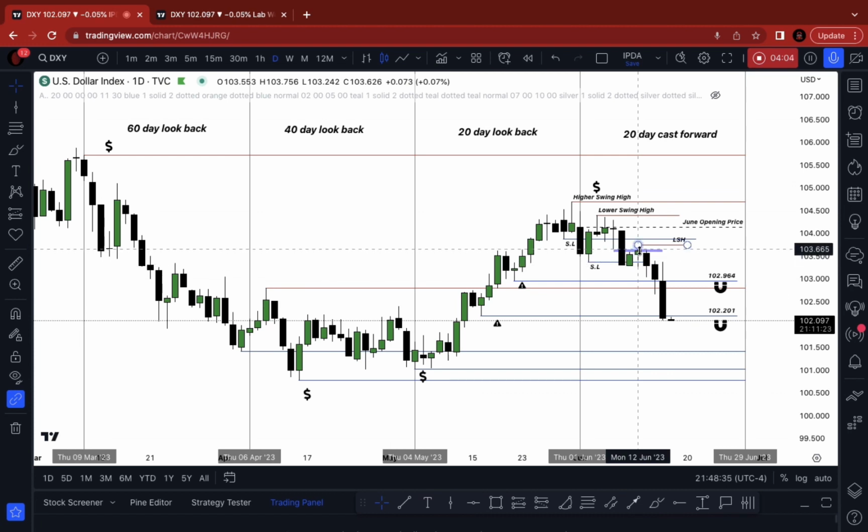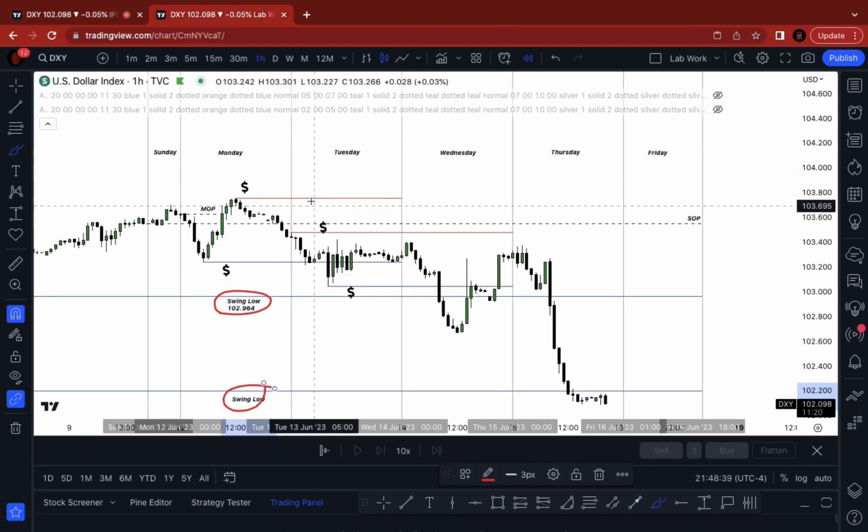Monday was the high of the week, as you can see. And ever since then, price continued breaking down. That's what you see here. Monday was the up close day, green day. And after that green day, sell, sell, sell, sell, sell.